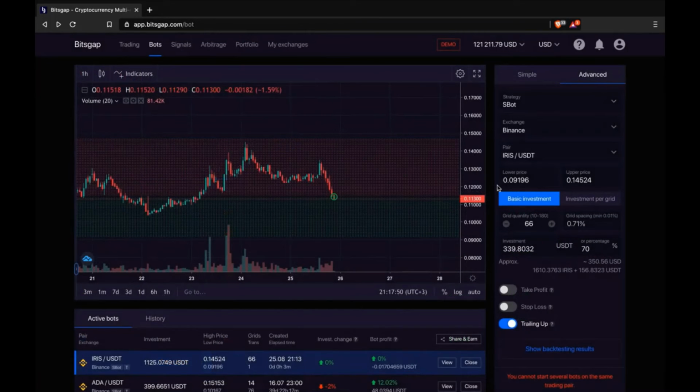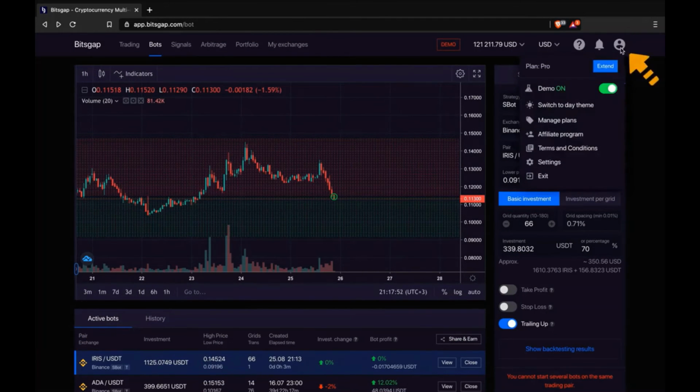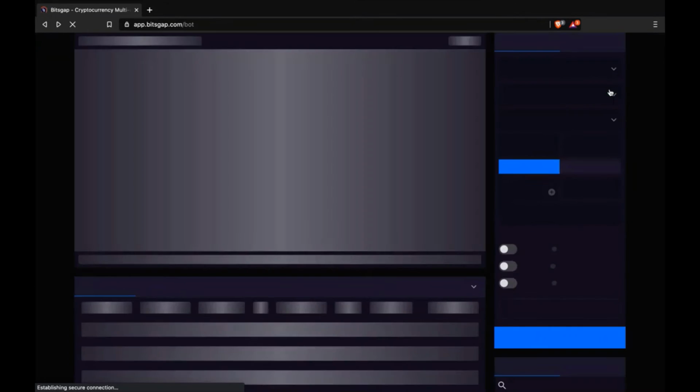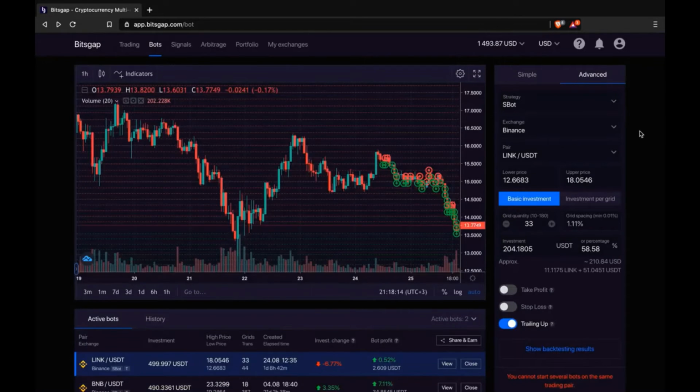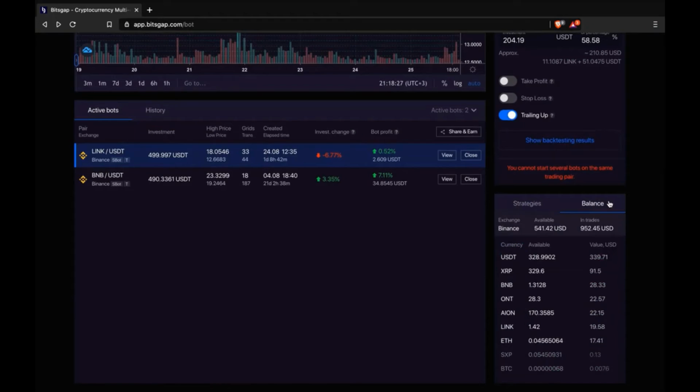If you want to switch to your real account, just click on this avatar and then select this one. And by that, the system will redirect you to your real account. And here you can start trading with your real money. Just make sure that you have enough of the base currency and quote currency to initiate bots. And by clicking on the balance, you get this information.